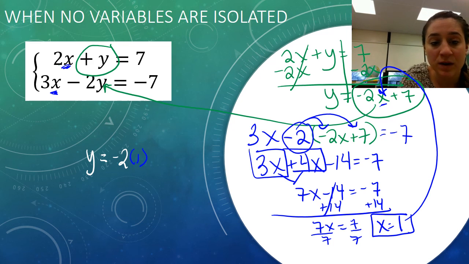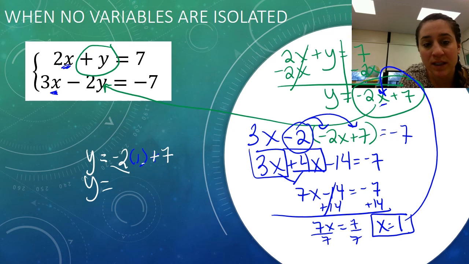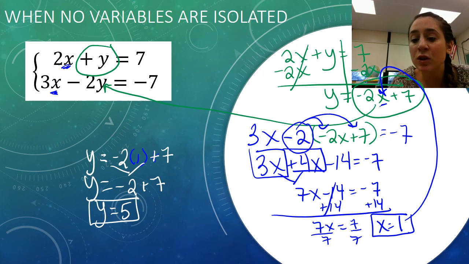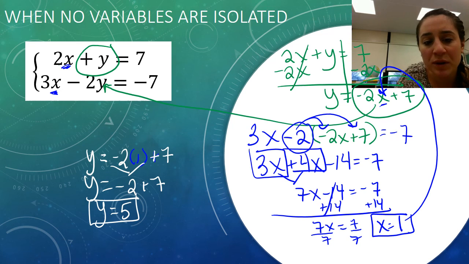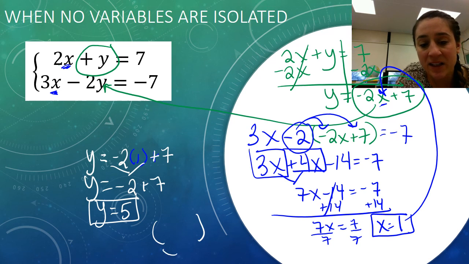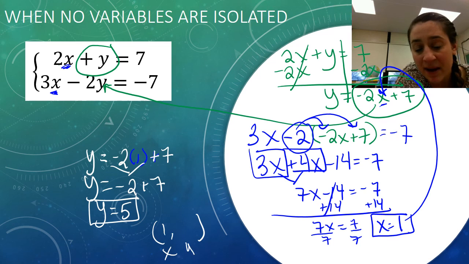Because x equals 1, plus 7. All right, so y equals, well, what's negative 2 times 1? Negative 2 plus 7. So y equals 5. So the solution to this problem is where the 2 points intersect, which is going to get me my x value, which we said is 1, and my y value is 5.